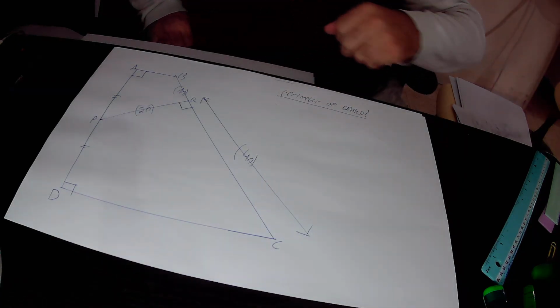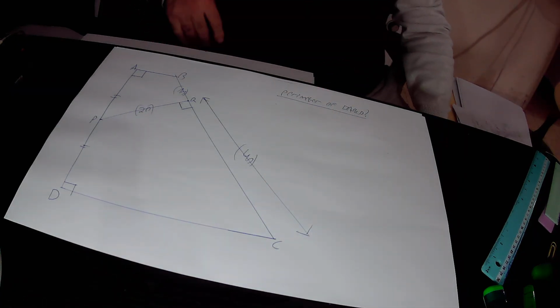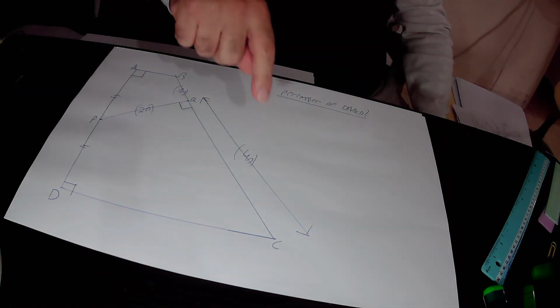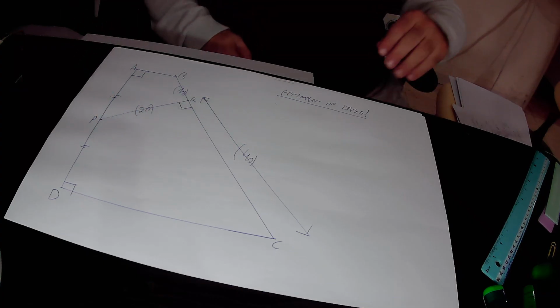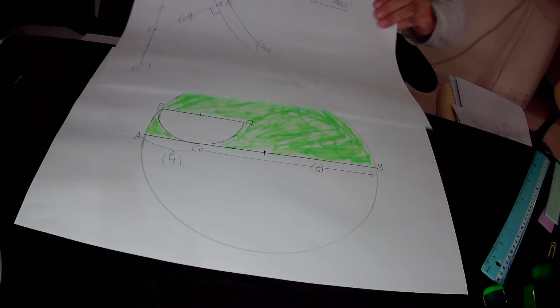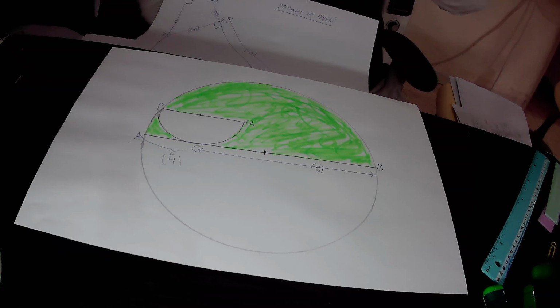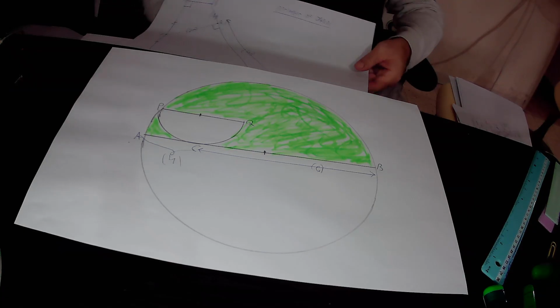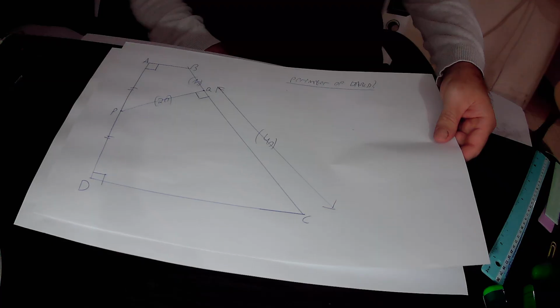In this lecture, we will answer two questions. In the first question, we find out the perimeter of this quadrilateral ABCD. And in the second question, we find out the area of this green shape. So we start with the first question.